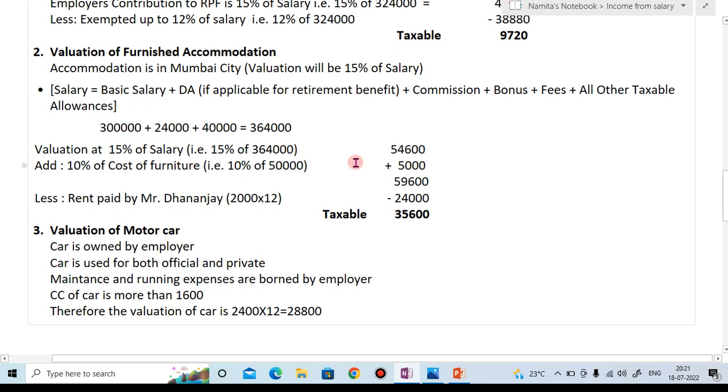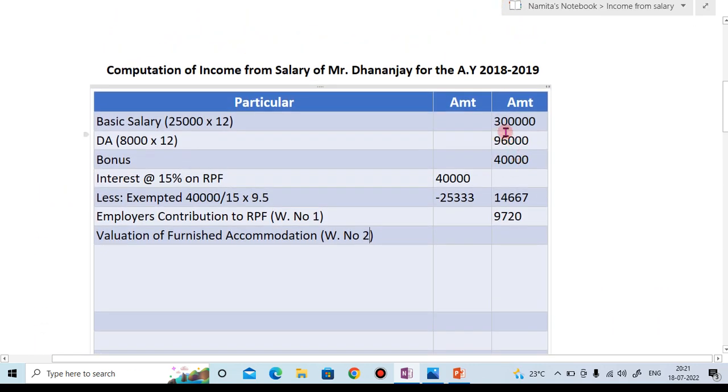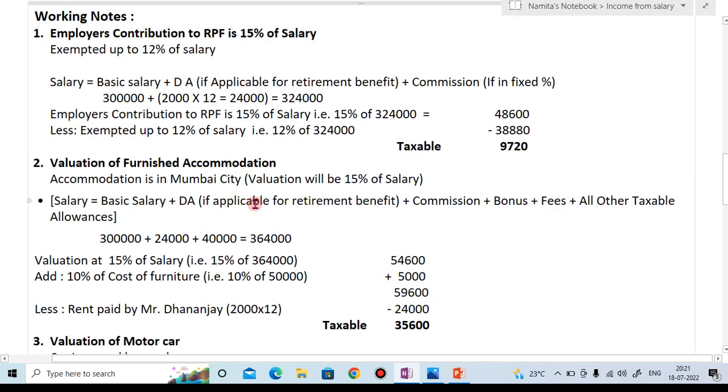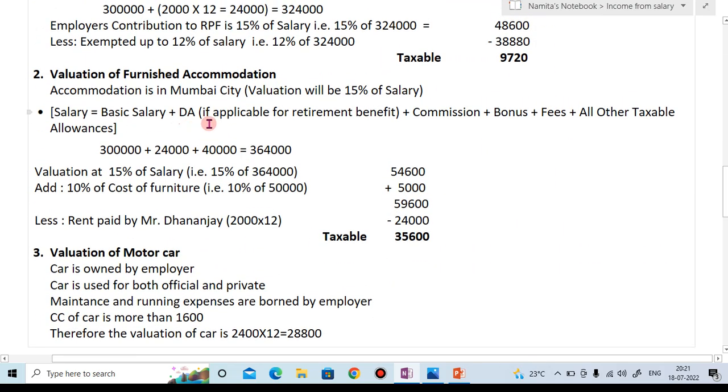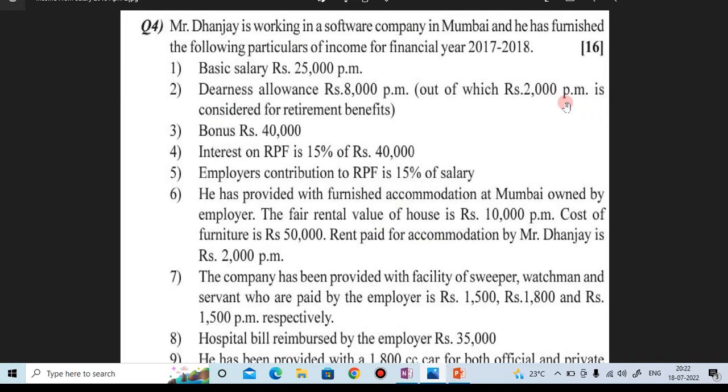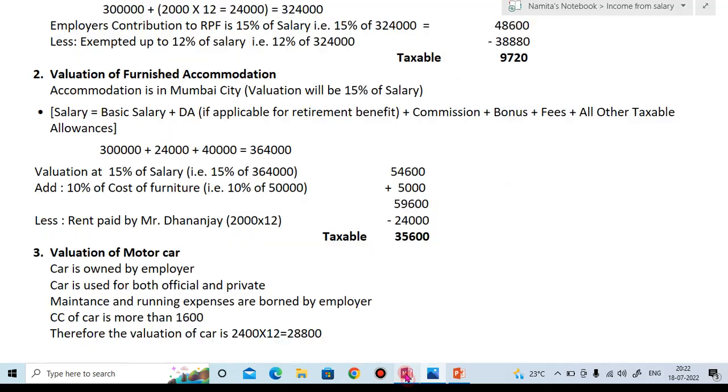Okay, now how much is the basic salary? Basic salary is 3 lakh rupees. We have got 3 lakh rupees. Now DA, which is applicable for retirement benefit. For retirement benefit, what did I say? 2000 per month is considered for retirement benefit. That means 2000 multiplied by 12, we get 24,000. So DA is 24,000, plus commission.